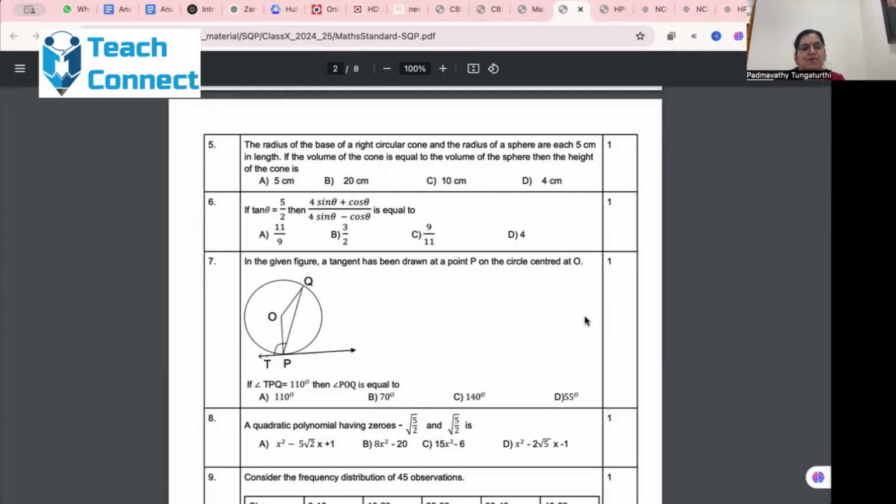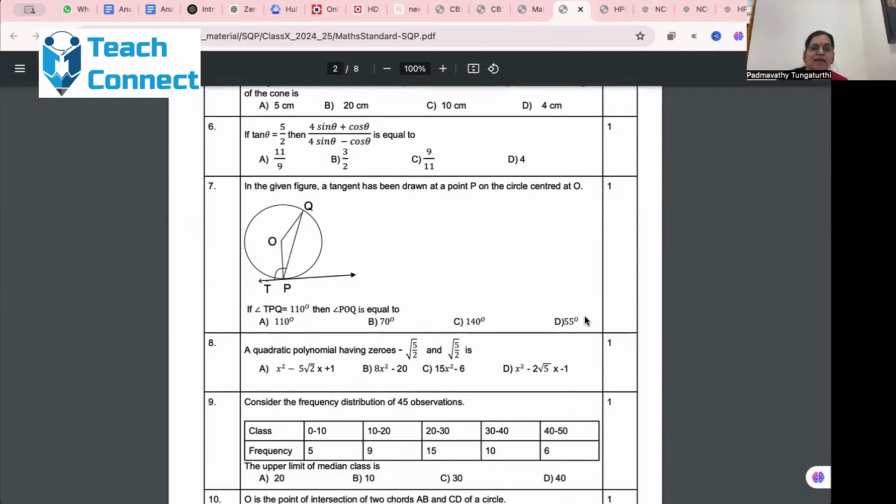Next, tan theta is equal to 5 by 2, then (4 sin theta plus cos theta) by (4 sin theta minus cos theta) is equal to how much? Now, apart from directly solving this or trying to rephrase the trigonometric equation, every student must try and understand, draw a triangle there. In the triangle, try to write down tan theta is equal to 5 by 2. That is, what is tan theta? The opposite side by adjacent side should be tan theta. That is 5 by 2.